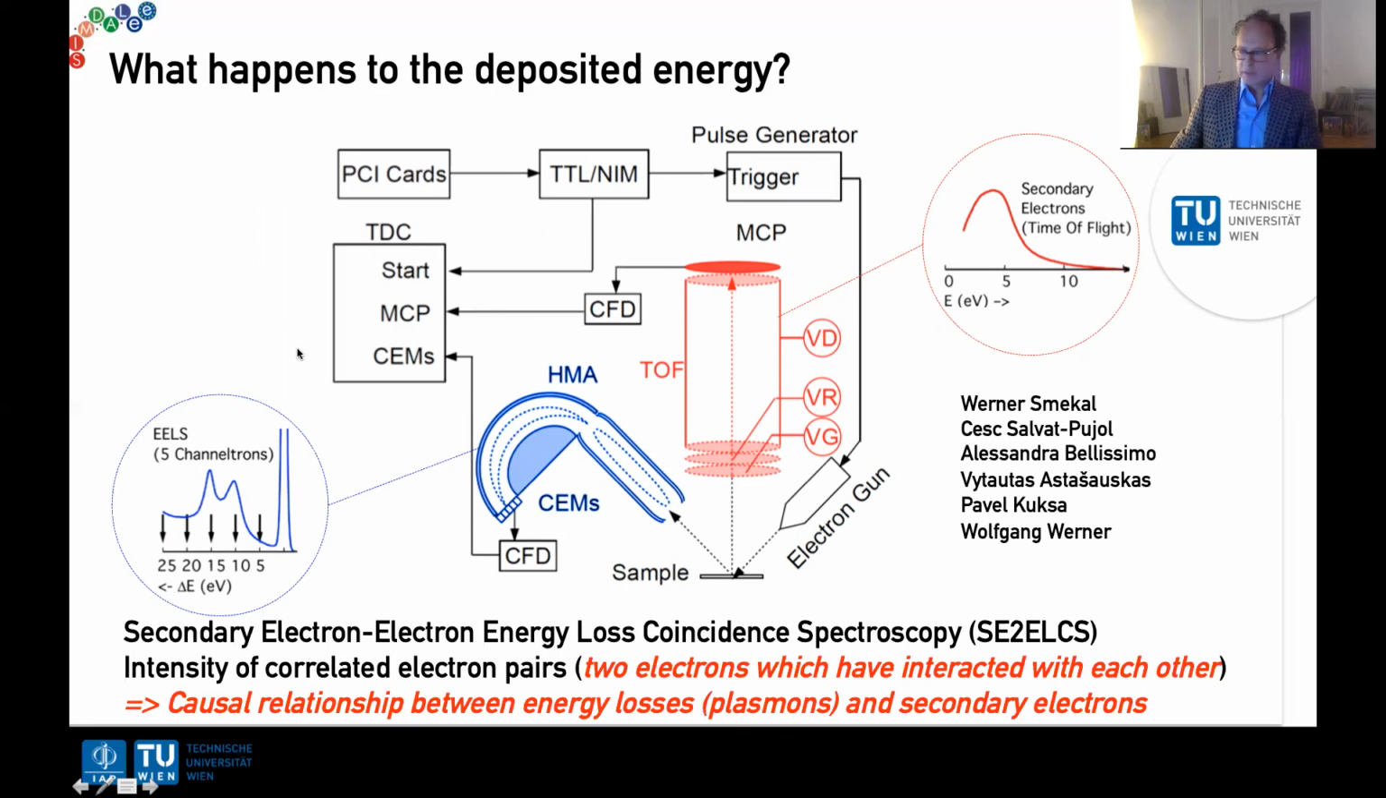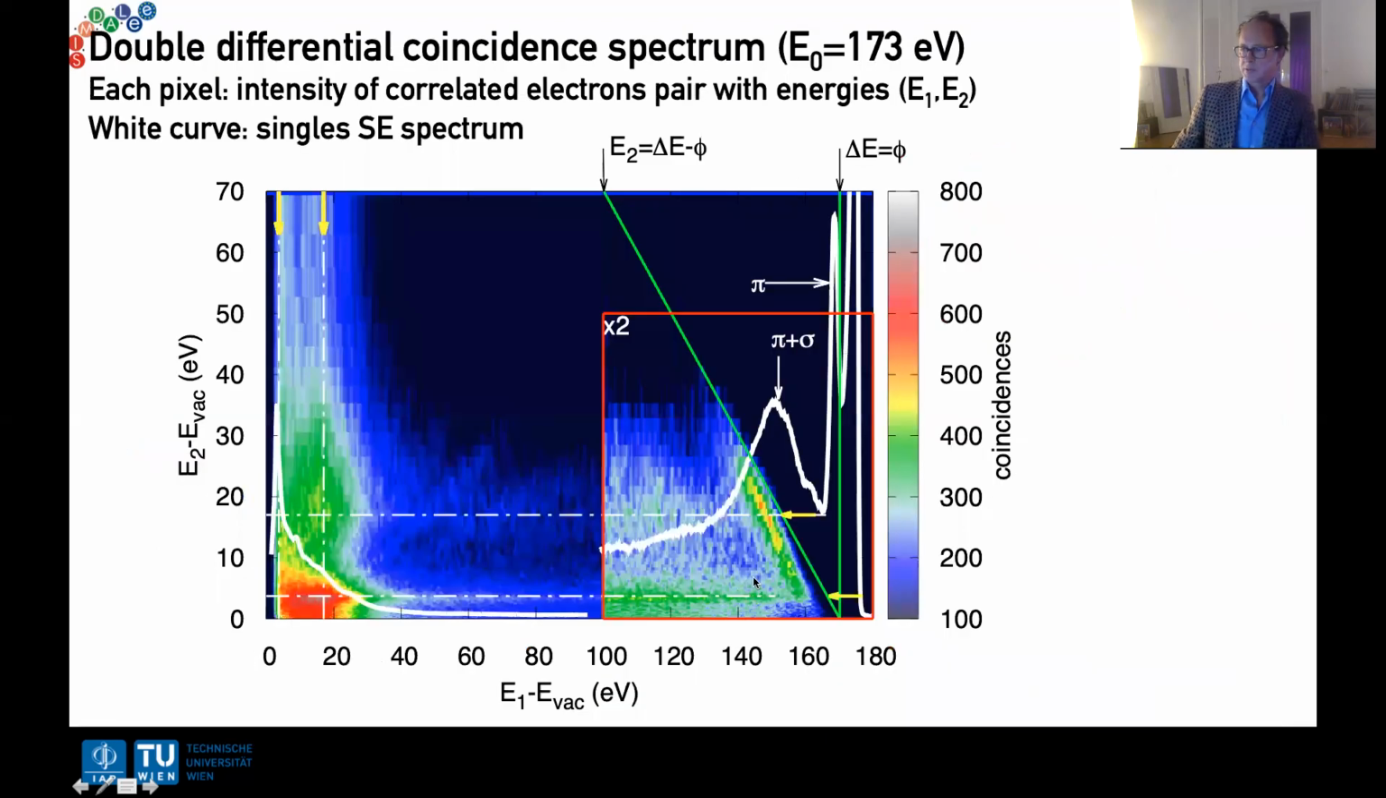And we record the times when these two analyzers detect an event. In this way, we get our coincidences, which consist of intensity of electron pairs correlated in time. So when we have two electrons which have interacted with each other, it means that one electron has lost a certain amount of energy and given this to the other electron. So it means we can study in this way the causal relationship between energy losses, plasmons, and secondary electrons.